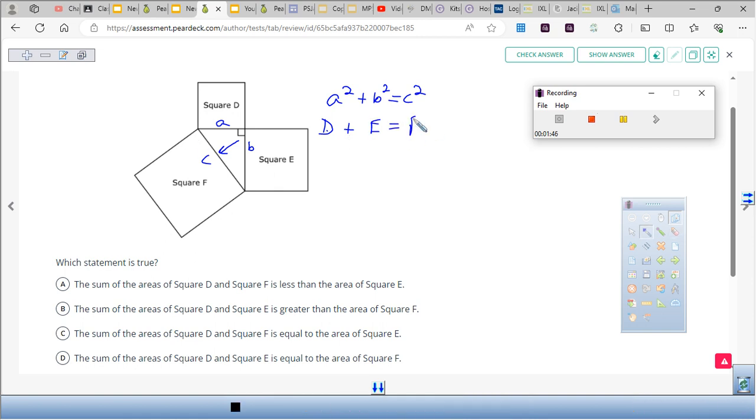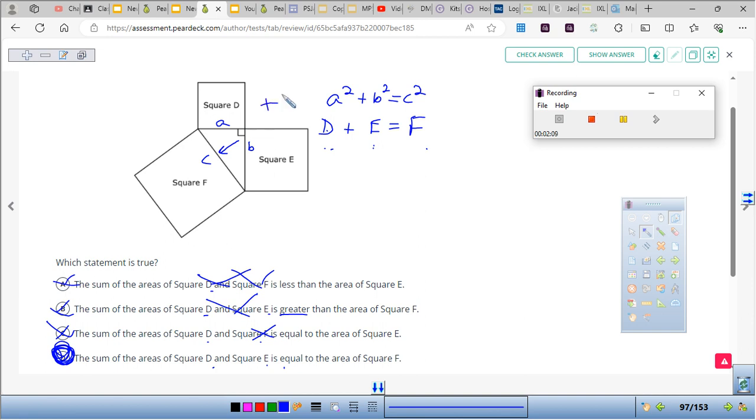So let's just look for them. The sum of squares of D and E: it says greater. The D's are greater, that's out. D, E, no. D, E, yes. D and E are equal to F. Yes, so D and E equal F. That's my answer. Remember, the two smaller ones add up to give you the bigger one.